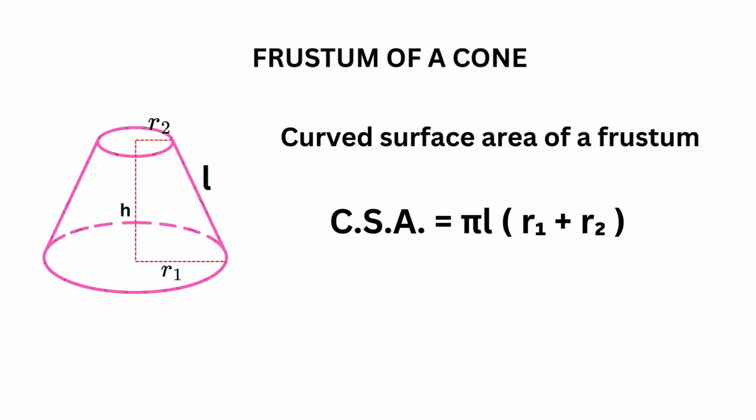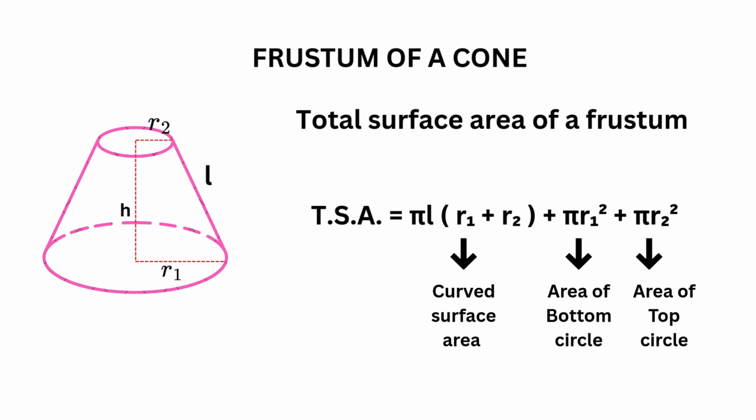Curved surface area of a frustum, CSA. The formula for the curved surface area is pi multiplied by the slant height, L, multiplied by the sum of the two radii, R1 plus R2. The total surface area, or TSA, of a frustum is the total area of all its sides, including the curved side and the two circular bases.